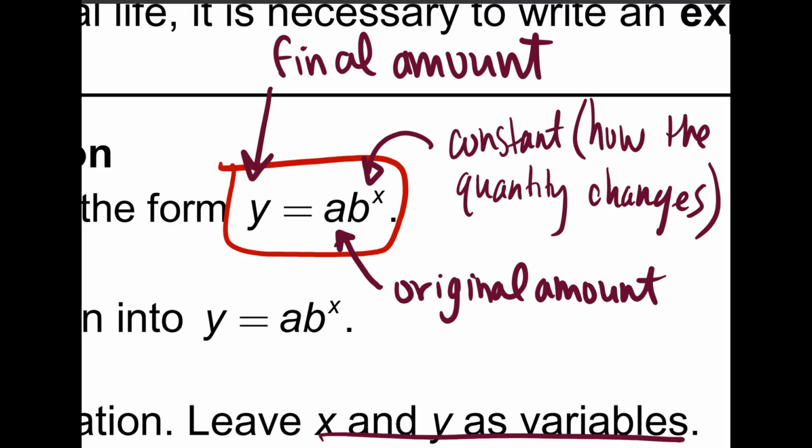Y is going to be your final amount. A is going to be your original amount, how much you start with. Y is how much you end with. And b is the constant. It describes how the quantity changes. Is it doubling every time? Is it tripling? Is it quadrupling? Are you going to constantly be multiplying by 2 every time? Like, what's your base?